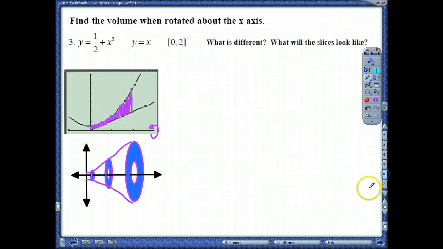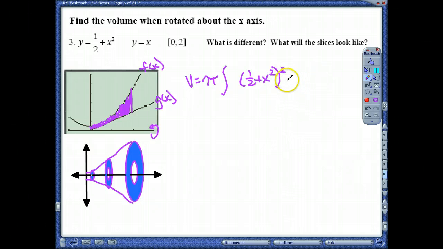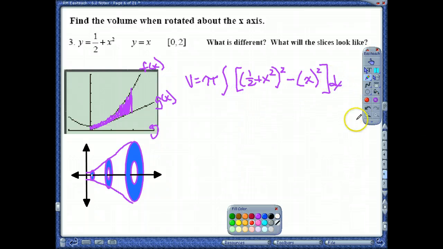So using that washer method, I can see that this top function is my f of x. This bottom function is my g of x. When I set that up, I'm still going to take the pi out in front because I want to have the ability to make this into a pretty fraction. My f function is this guy, 1/2 plus x squared. So there's the f squared minus the g squared. I'll put it in parentheses just so it feels special. dx. Okay, so here is my f of x, and then this is my g of x.